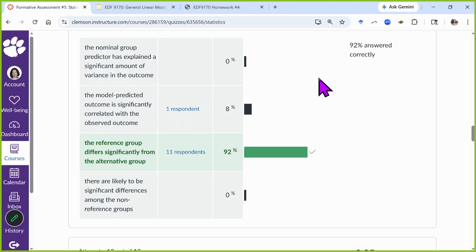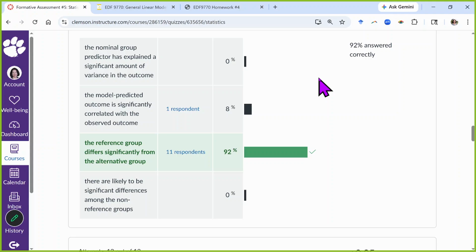I sometimes hear the word focal group put in the mix, but it's used inconsistently to sometimes mean the reference and sometimes mean the non-reference. So I tend not to use that one. Reference and alternative is what you'll hear me say most often, but non-reference is a synonym for alternative. So I apologize if that was unintendedly confusing.